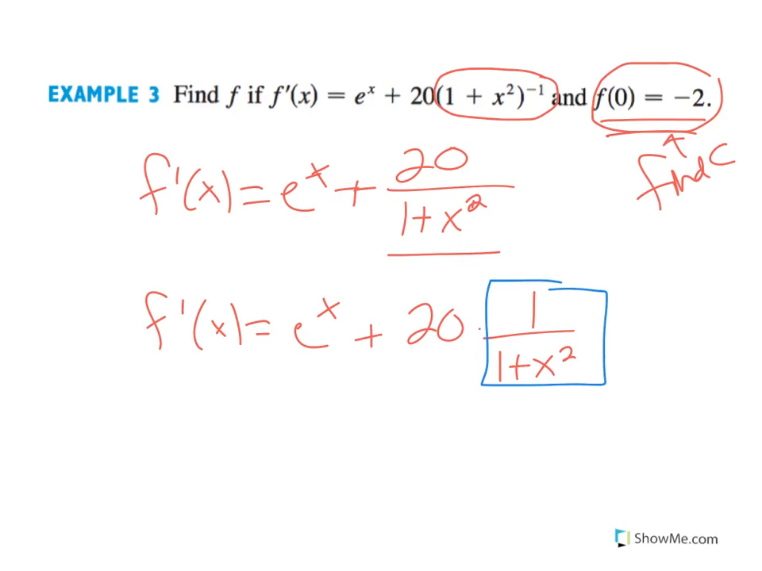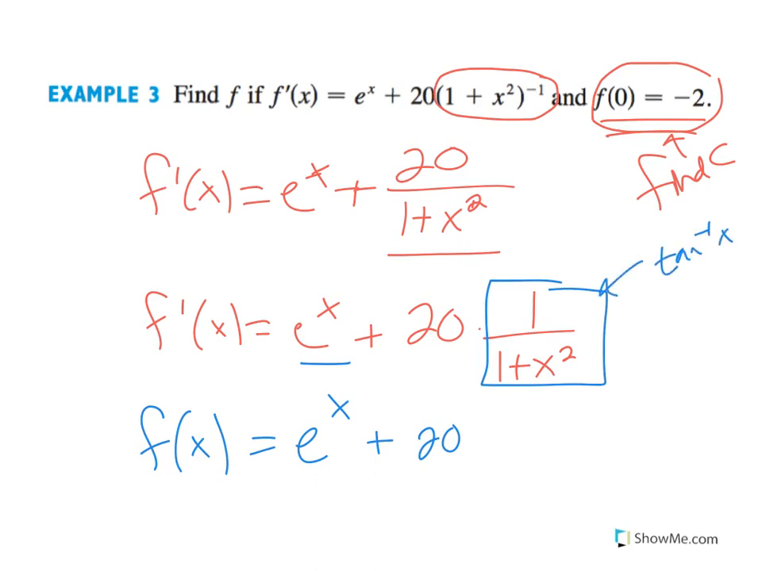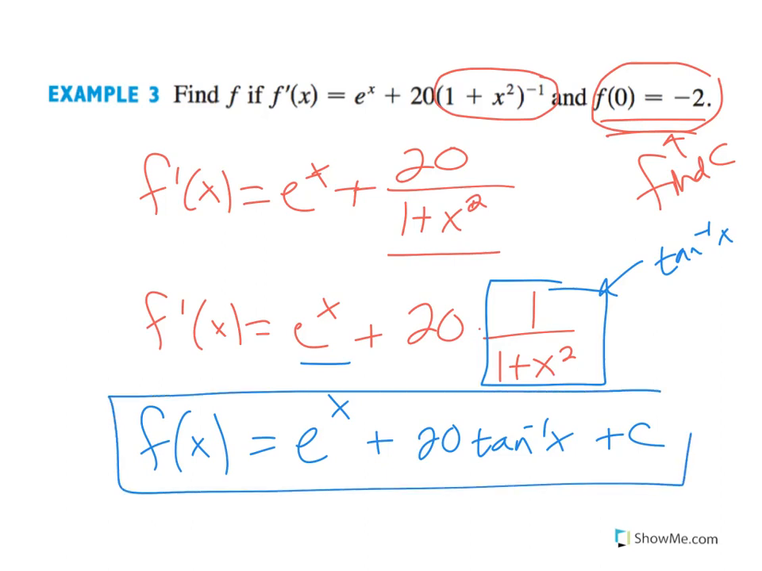So the antiderivative, which I notate as lowercase f: the antiderivative of e to the x is just e to the x, coefficients stay, so it's going to be plus 20, and then the antiderivative of this, some of you recognized, yep, that's tangent inverse of x. That's our formula for tangent inverse of x. So then it'd be 20 tangent inverse of x, and then don't forget plus c, and that would be our final answer.